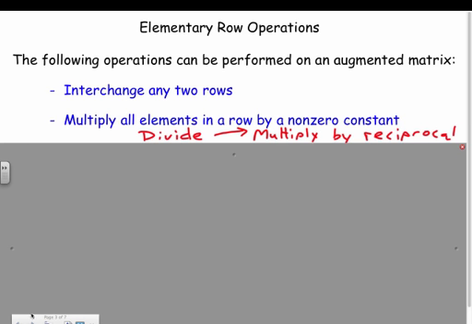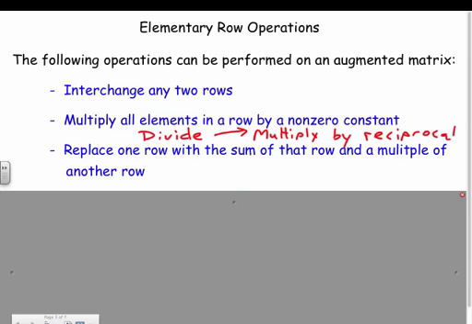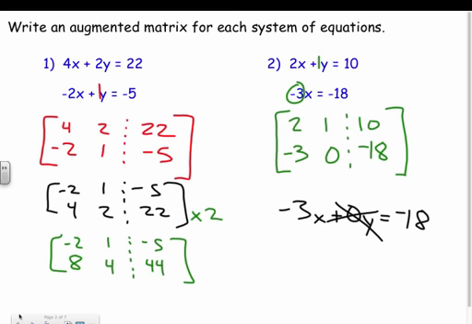And the last one, this is the one where it gets a little bit tougher. I can replace one row with the sum of that row and a multiple of another row. So let's think about that. Let me get rid of this. Let's just go back to this red guy here once.